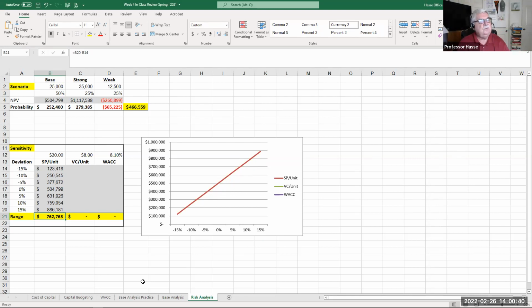Now, why would you do this? Well, maybe in a bad market, if we want to sell 25,000 units a year, we'll have to sell it at a lower price. If we want to maintain the volume of 25,000 units a year, maybe we have to sell our product at $17 per unit instead of $20. And if we do decide to do that, we're still making money, but not as much.